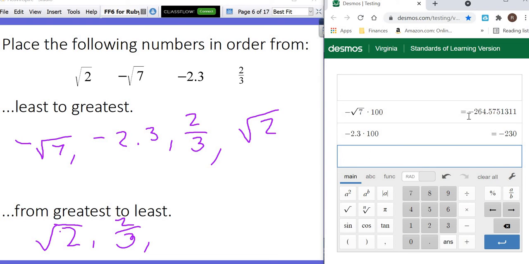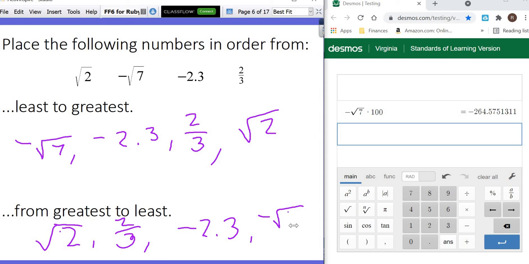Then I'll say, okay, which of these two negative numbers is the biggest? Is the one closest to 0? And it would definitely be the negative 230. And then I would delete that, and then I would finally ask myself, which one is the biggest that's left? And it would be this one. So it would be negative square root of 7.